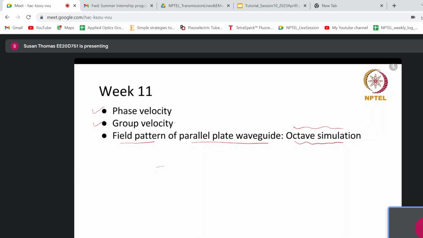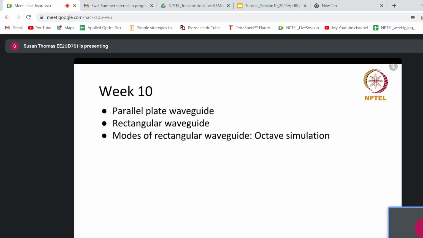So to start with, in our previous week's discussion, we have come across the basics of parallel plate waveguide. To give a basic idea of that, assume there are two ideal conductors which are kept parallel to each other. So this is our parallel plate waveguide, and we say that the distance between the plates is d.